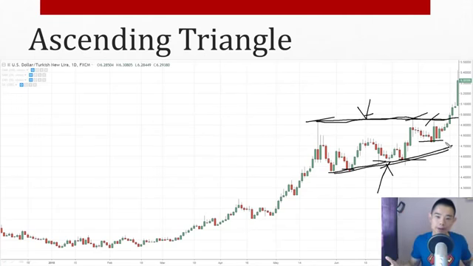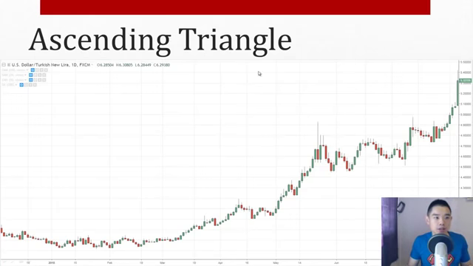This tells you that the buyers are willing to buy at these higher prices. So this is a sign of strength. Okay, we won't talk about the exact strategy on how to trade this yet, but I just want to share with you the concept, the idea behind the ascending triangle, and the meaning behind it. Okay, so this is for the ascending triangle.